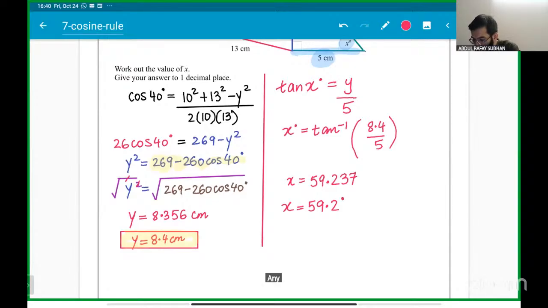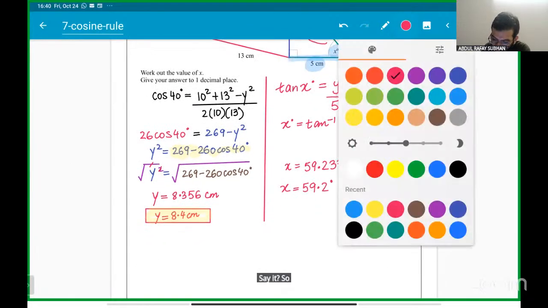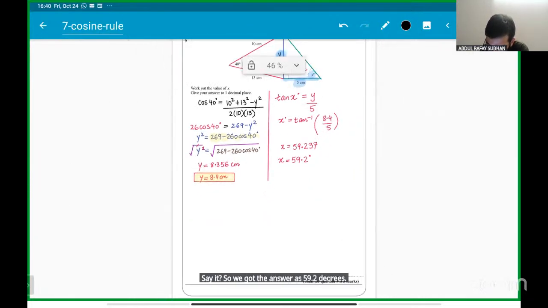Any problems, any questions, students? Let me know. सही है. So we got the answer as 59.2 degrees. That will be correct and you should put it here. This is worth 5 marks.